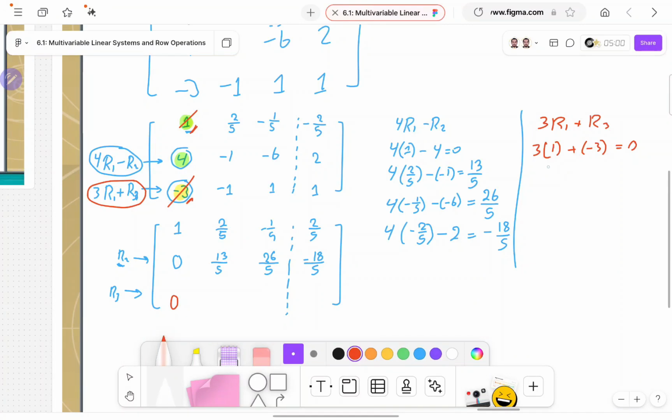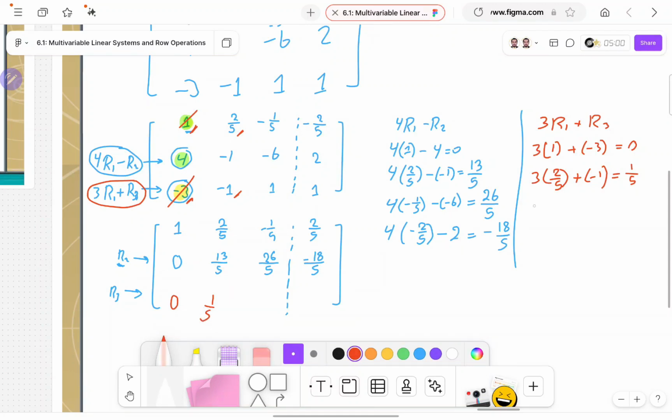Now 3 times row 1, which is 2 over 5, plus row 3, which is negative 1. So the answer will be 1 over 5. So the answer here is 1 over 5.